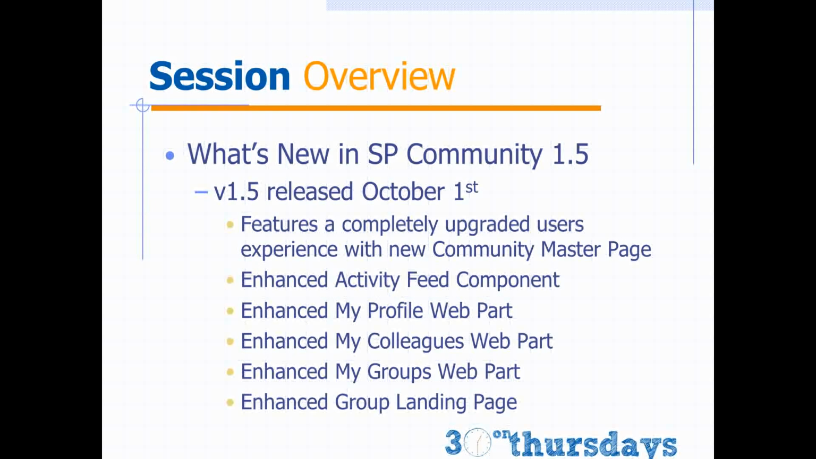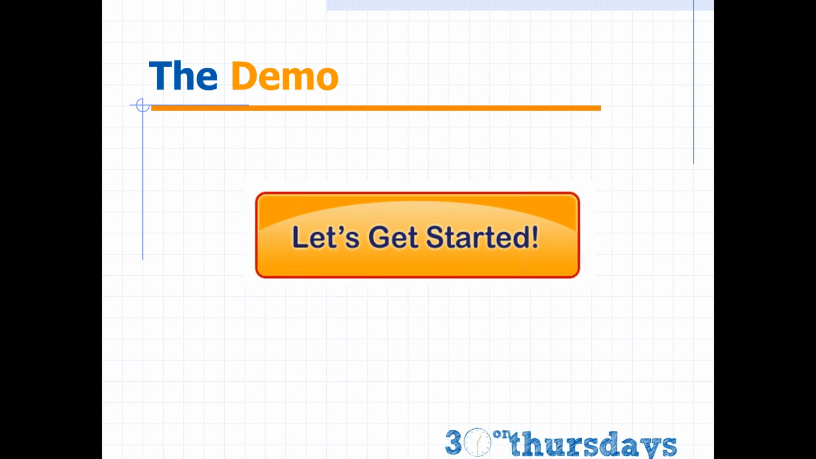With that, we have an enhanced activity feed component, which is part of SP Activities. We have an enhanced My Profile web part, which anchors your community experience. We have additional colleague capabilities in the colleague web part, additional group capabilities in the My Group web part, and an enhanced group landing page, which ties all of the group functionality together and allows your users to create groups. So with that, I'm going to go ahead and get started. We'll jump right into the demo.